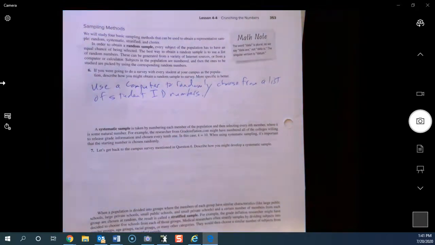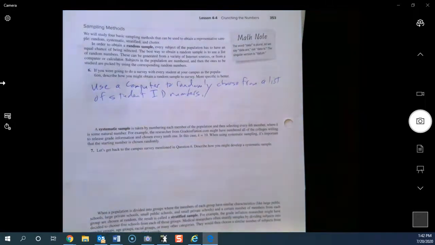Now, a systematic sample is taken by numbering each member of the population and then selecting every kth member, where k is some natural number. For example, the researcher from gradeinflation.com might have numbered all the colleges willing to release grade information and chosen every 10th one. In this case, k equals 10. When using systematic sampling, it's important that the starting number is chosen randomly.